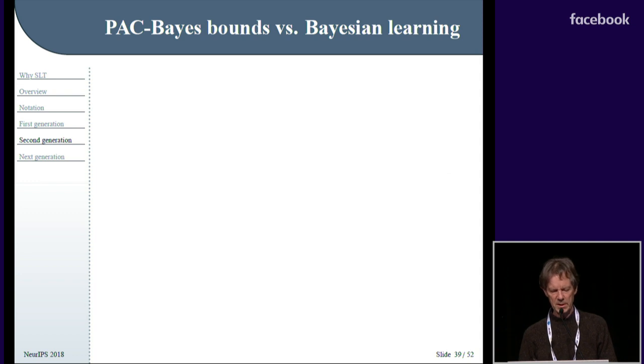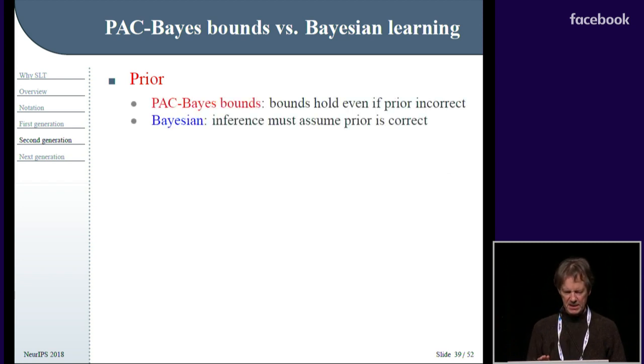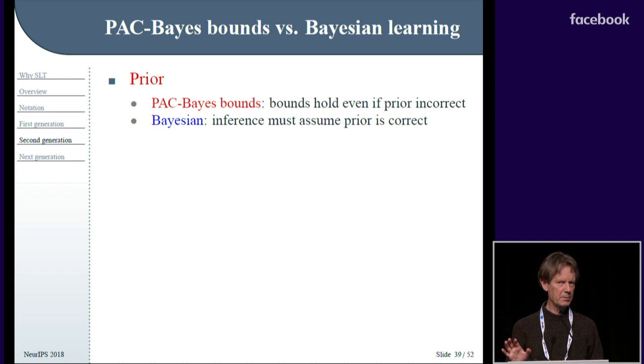Okay, so I'm now going to move on to say just a few points about the relationship between PAC-Bayes bounds and Bayesian learning, which will also inform some of the work that will be presented later. So firstly, let's think about the prior. In PAC-Bayes bounds, we didn't have to say anything about the prior being true or not. All we had to know was that the prior was defined before we saw the data. So the bounds still hold even if the prior is wrong.